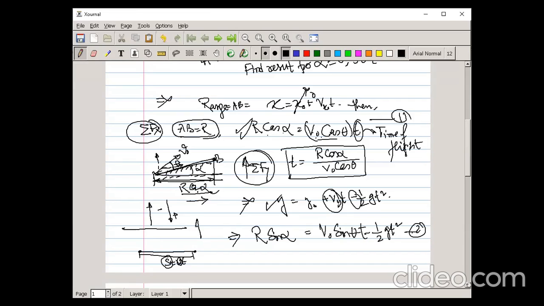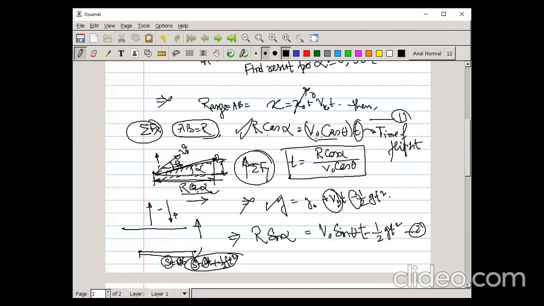Similarly, along the y direction, s is equal to ut plus half of ft square. I think you all know this equation. But here this s is along the y direction, so r sin alpha means along this direction, up to this portion. R sin alpha.